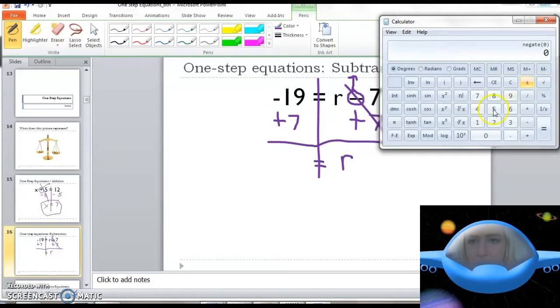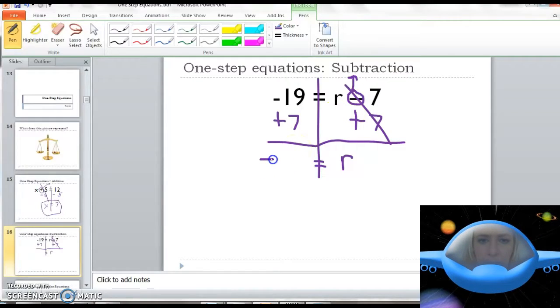So on here, I'm going to use negative 19 plus 7 is equal to not 26. How do I do negative numbers on here? There we go. Negative 19 plus 7 is equal to negative 12. There must be some aliens trying to take over my computer. So negative 12 is equal to r.